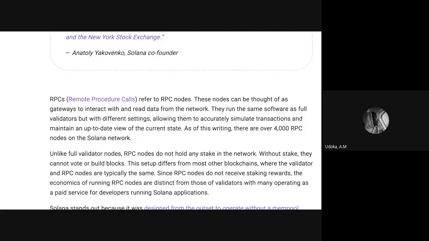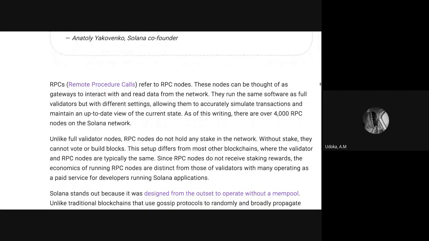So these nodes are thought of as gateways that interact and read data from the network. You need to really understand this, because we're going to get back to RPCs. They run the same software as full validators, but with different settings, allowing them to accurately simulate transactions and maintain an up-to-date view of the current state. At the moment, there are about 4,000 RPC nodes currently running on the Solana network.